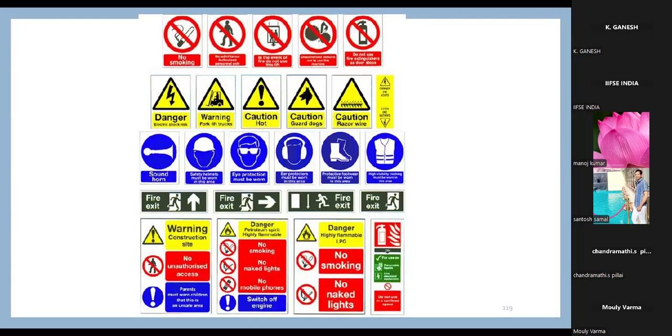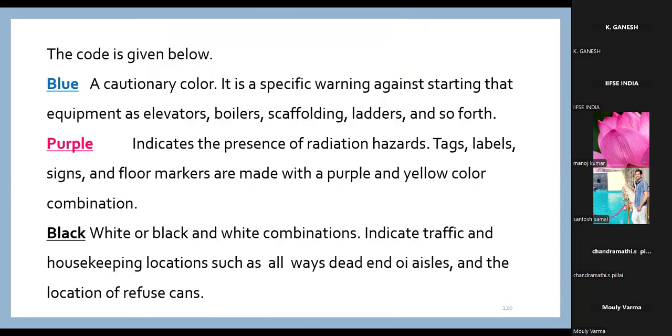If you see here, this person has a safety vest. That means it is mandatory that you come with a safety vest. If there are goggles, that means it is mandatory that you wear that particular PPE and come to the site. No escape. So blue stands for a mandatory sign. Here it is a cautionary color, but it is mandatory also.